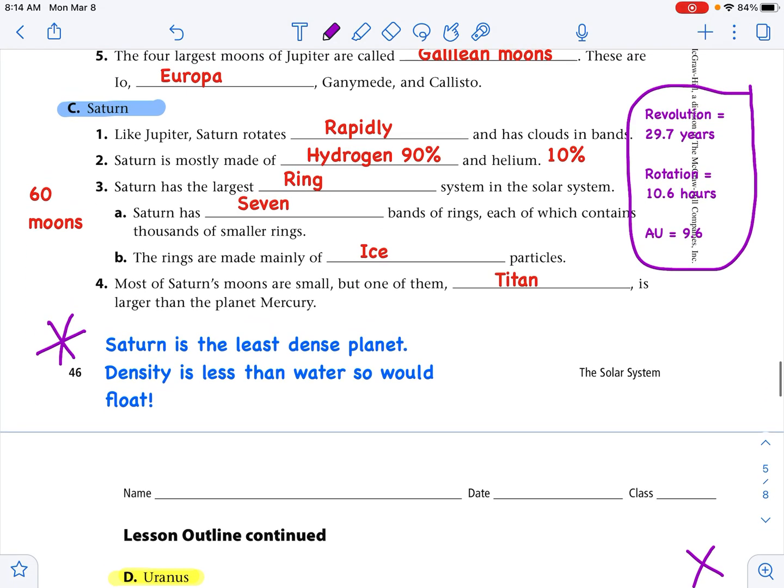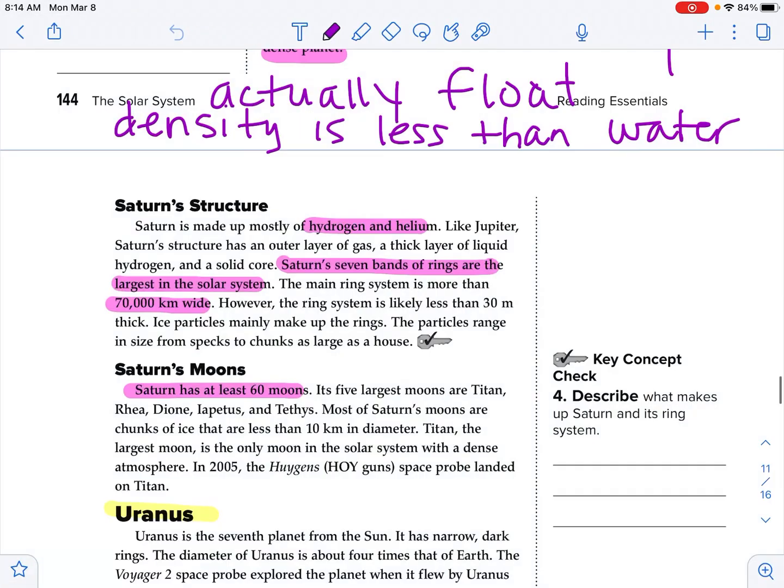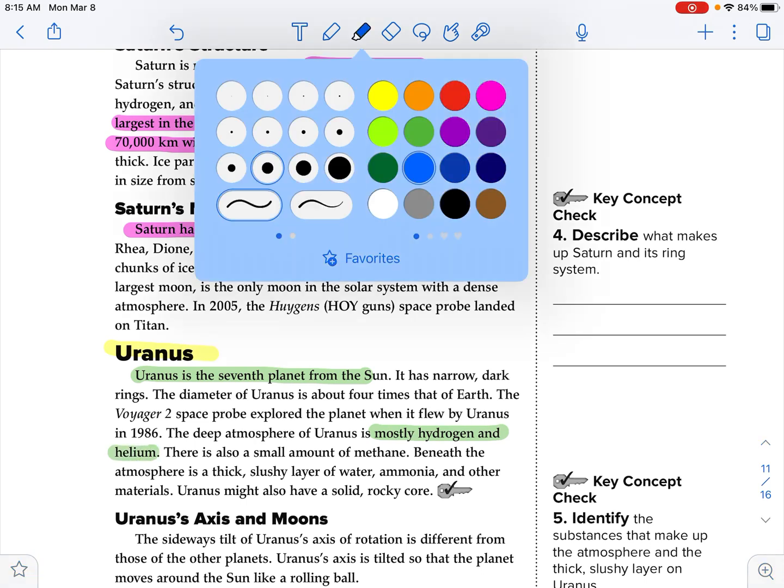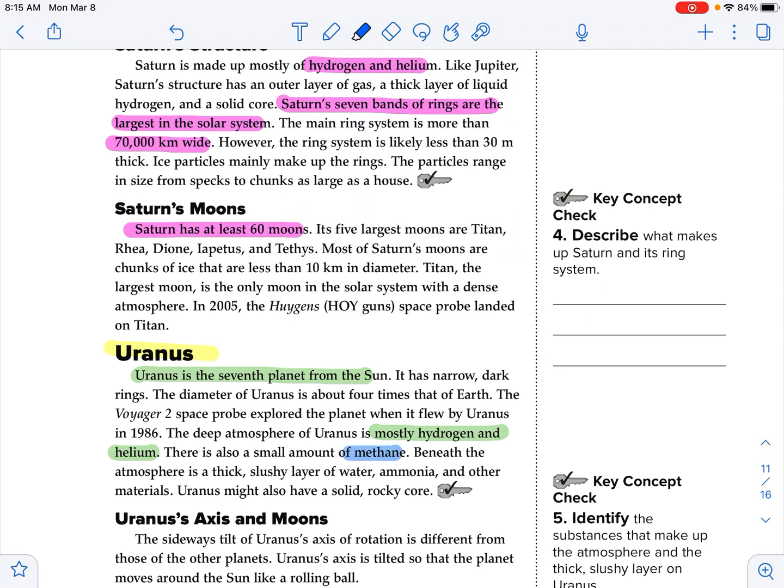All right, so we are at Uranus. So let's come on down to Uranus. Change up this color. Uranus is the 7th planet from the sun. It has narrow, dark rings. The diameter of Uranus is about 4 times that of Earth. The Voyager 2 space probe explored the planet when it flew by Uranus in 1986. The deep atmosphere of Uranus is mostly hydrogen and helium. There is also a small amount of methane. We're going to do that blue because methane is what makes it look blue.